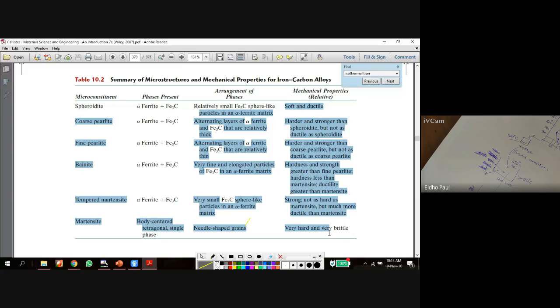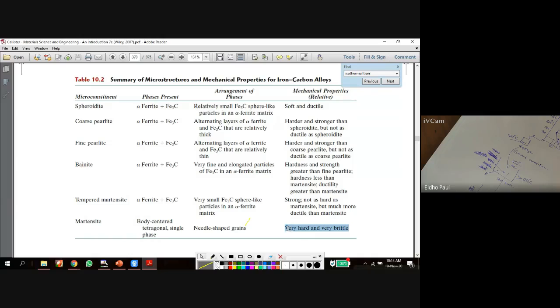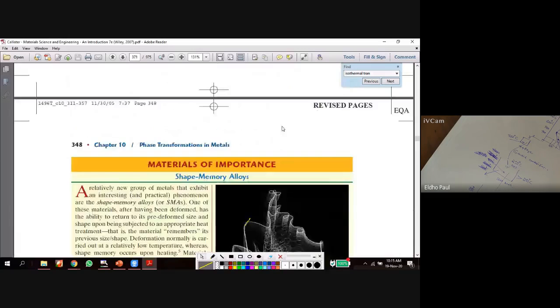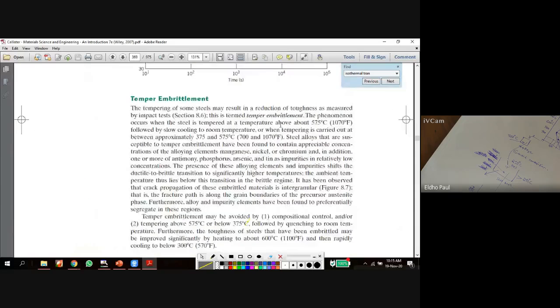മാർട്ടൻസൈറ്റ് വെരി ഹാർഡ് ആൻഡ് വെരി ബ്രിട്ടിൽ ആണ്. ബേനൈറ്റ് ഹാർഡർ ആണ്, സ്ട്രോങ്ങർ ആണ്, ബട്ട് ഡക്റ്റൈൽ ആണ്, ഡക്റ്റിലിറ്റി ഉണ്ട്. പേളൈറ്റ് ഹാർഡർ, സ്ട്രോങ്ങർ, ബട്ട് ഡക്റ്റിലിറ്റി സ്ഫെറോഡൈറ്റ് പോലെ അത്ര ഡക്റ്റൈൽ അല്ല. ഈ കാര്യങ്ങളെല്ലാം ഞാൻ നെക്സ്റ്റ് ക്ലാസ്സിൽ ഓരോ കൺസ്റ്റിറ്റ്യൂവൻസിനെ കുറിച്ചും പറയും.